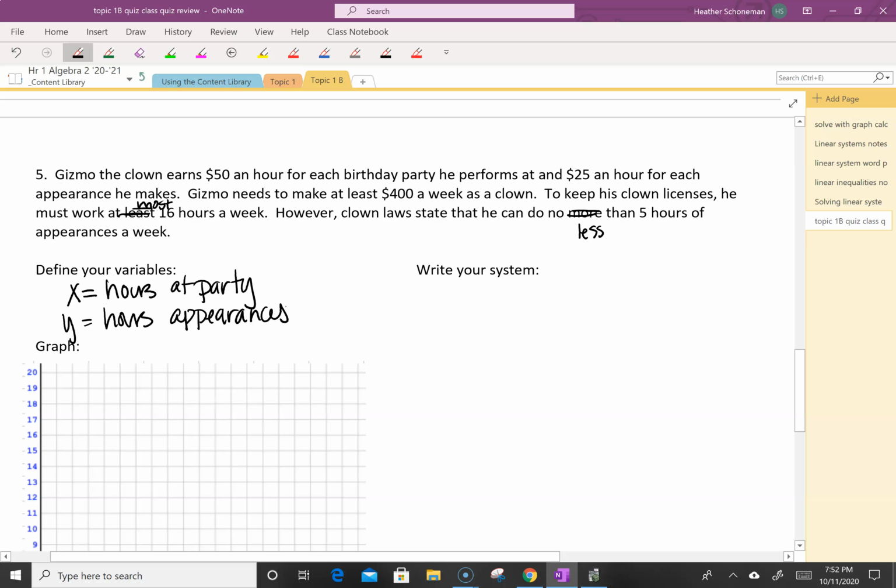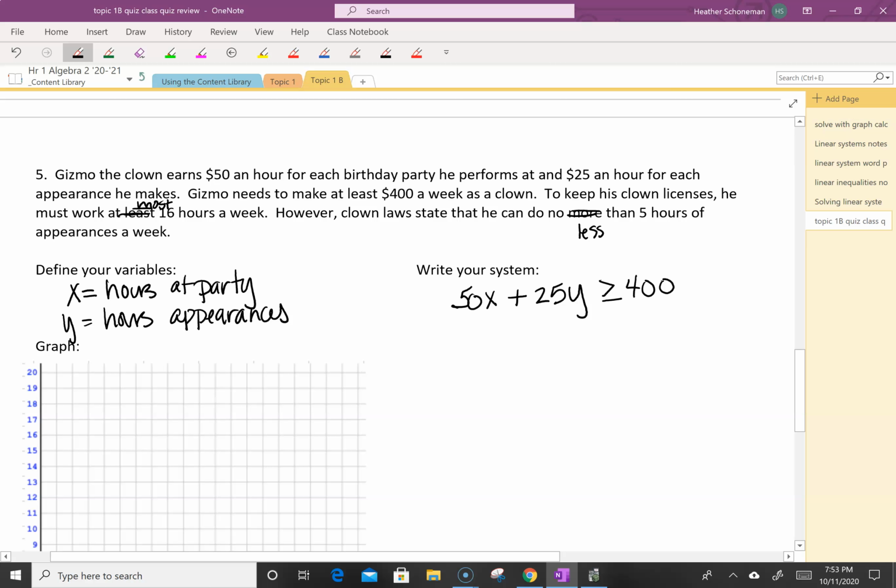All right, so now let's see if we can put together some inequalities to make this work. First, let's talk about the money he's going to make. If I take $50 for every hour at a party, that's how much money he makes for the party. So I'm going to do 50 times X. And then if I add to that the hours he's doing appearances, that would be 25 times those hours. That's got to be more than, because it's got to be at least 400. So this has got to be bigger or equal to $400.